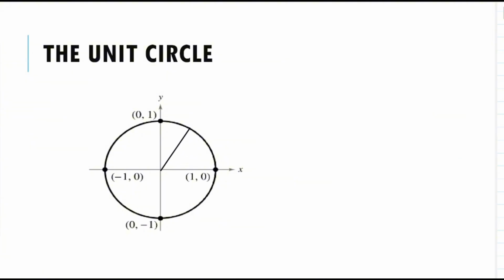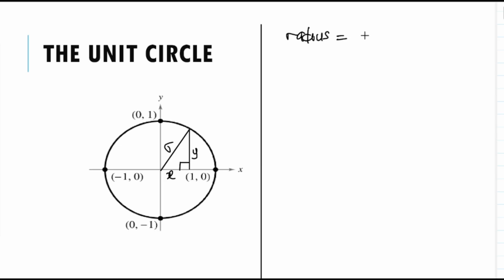If we draw an arm here and form a triangle with it, this will form a right angle triangle. If this is the radius, and let's say this is y and this is x, since this circle is a unit circle, the radius is equal to 1. So the radius of a unit circle equals 1.